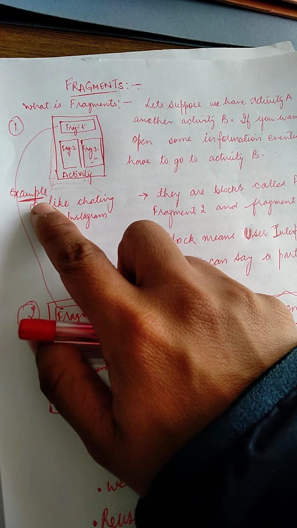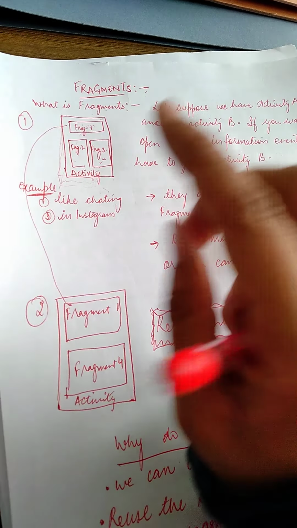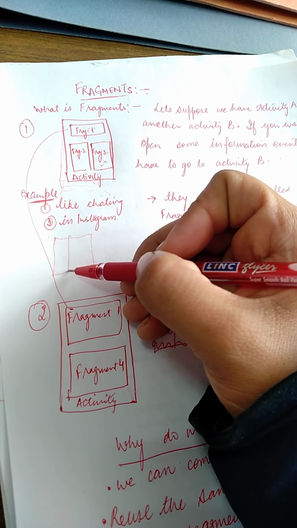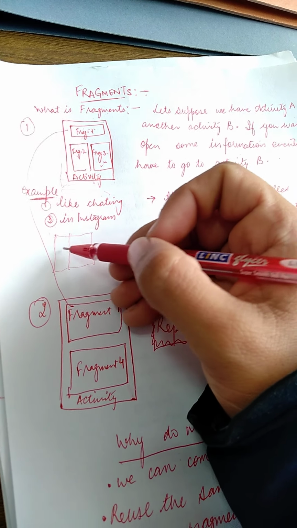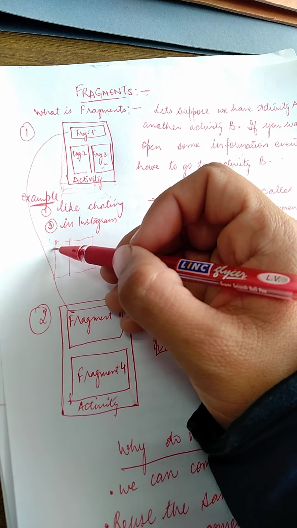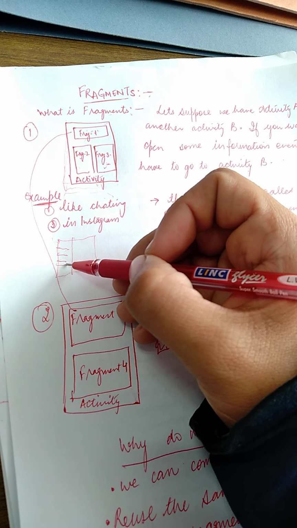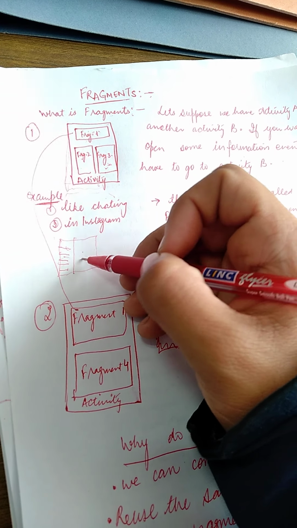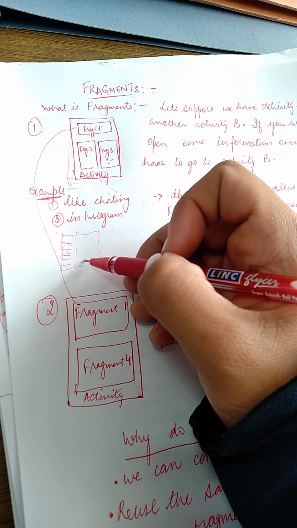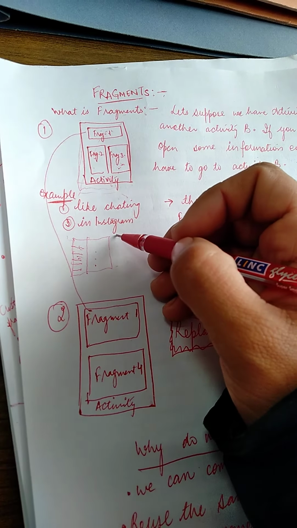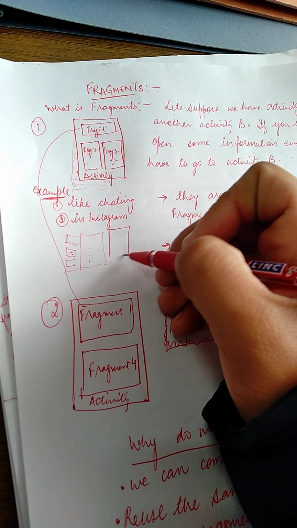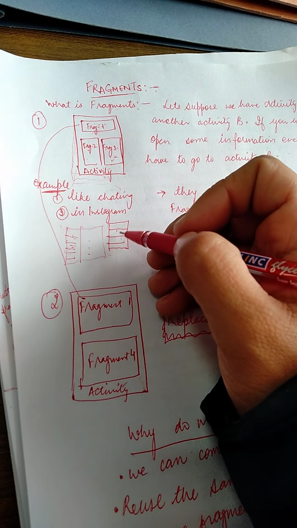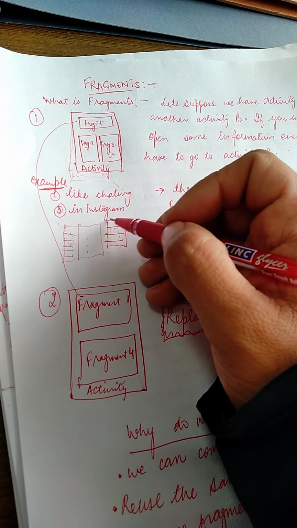What are the examples for that? Suppose we are doing chatting. In one activity we have some partitioning. Got it? So if you open it on a laptop, it shows you the usernames at the left hand side. When you click on one, it shows you the content of the chatting. If you are using a mobile, we have a list of users over here. When you click there, it shows you the individual user's messages.